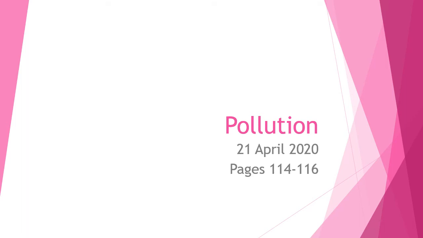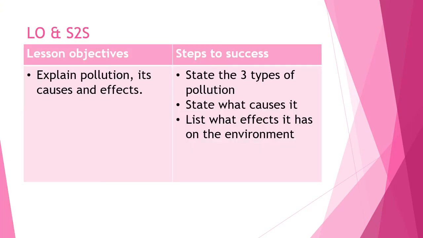Hi, year 6. So for today's lesson, we're going to talk about pollution, which is page 114 to 116 in your textbook. So your lesson objective is to explain pollution, its causes, and its effects. Your step to success is to state the three types of pollution, state what causes it, and list what effects it has on the environment.